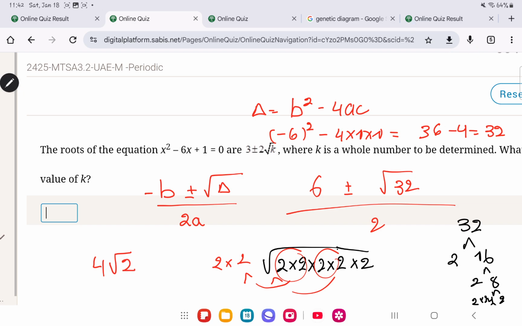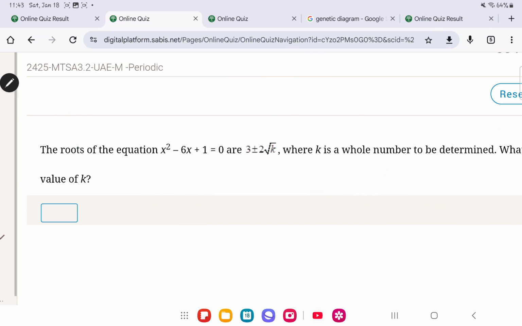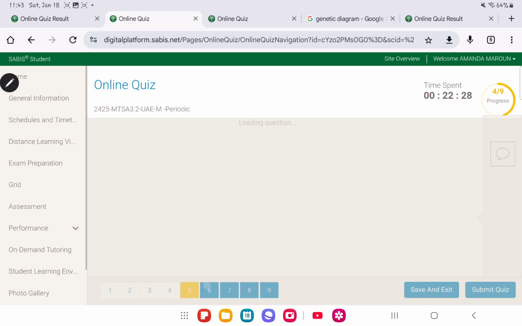So it is now 6 plus or minus 4 radical 2 divided by 2, which is equal to 3 plus or minus 2 radical 2, because this is divided by 2 and this is divided by 2. So the value of k is then 2. So the answer over here is going to be 2.